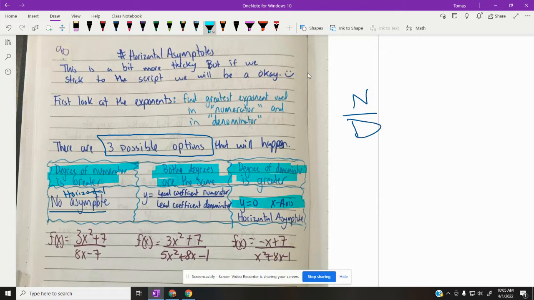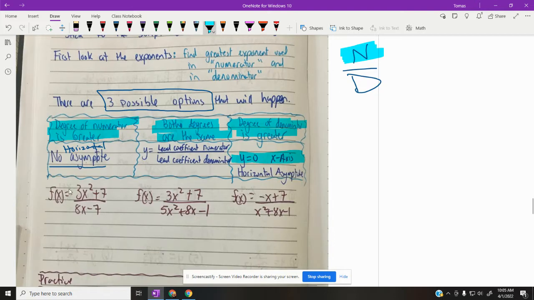The numerator, so this top number, we're looking at the top numbers. So we're only looking at the degree. If the degree is greater than the degree on the bottom, then we're going to have no horizontal asymptote. I call it a no HA, right? So if the degree is greater on the top than on the bottom, then you have no horizontal asymptote.